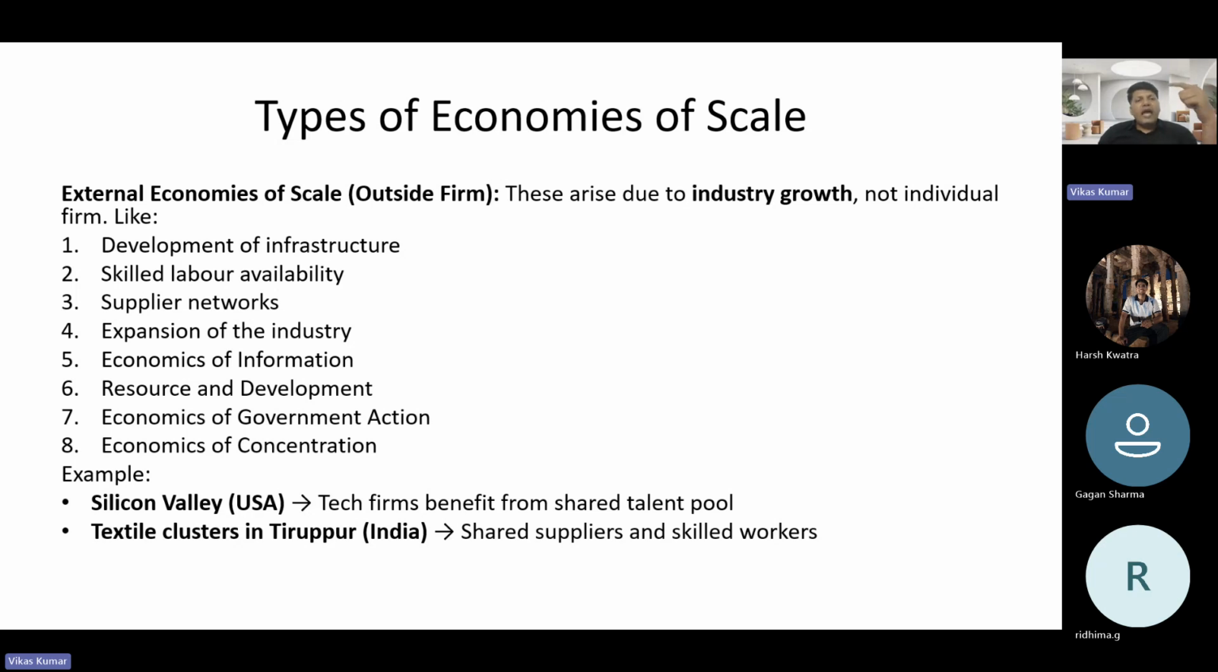Because of skilled labor availability, these sectors have developed in these regions. When it comes to textile, there is only one name, Surat. When it comes to chemicals, Maharashtra or Gujarat is there for the chemical industries. When it comes to the pharmaceutical industry, Sikkim and Himachal Pradesh are there because of skilled labor availability. This skilled labor is available to all industries working in that particular region, so this is also an example of external economies of scale.